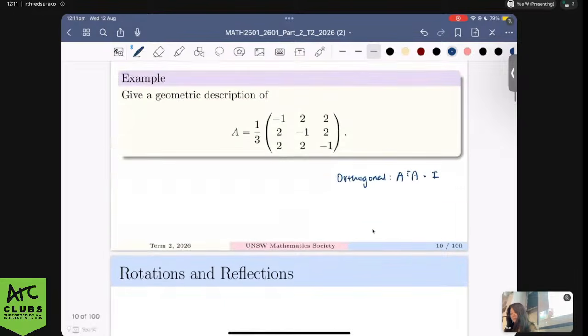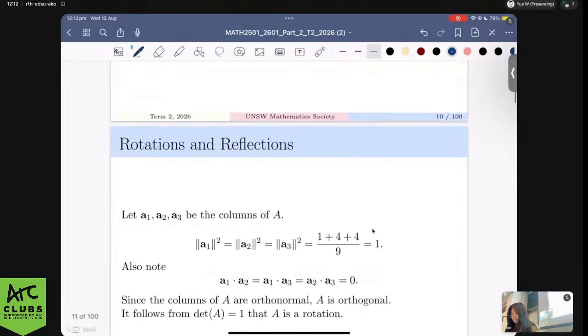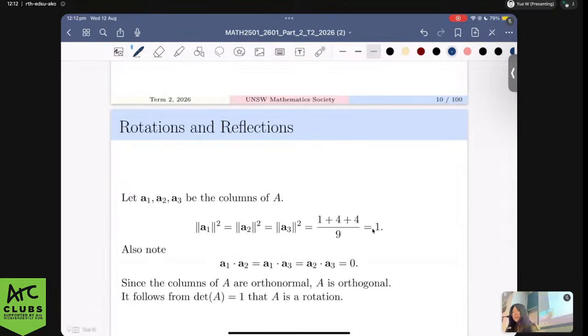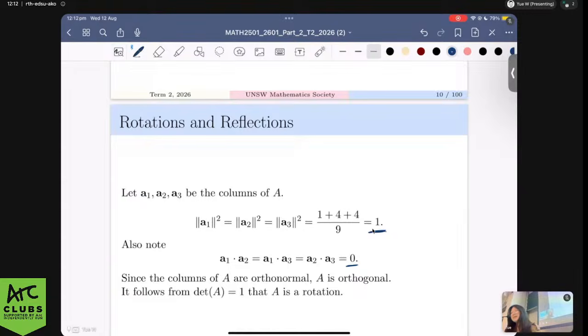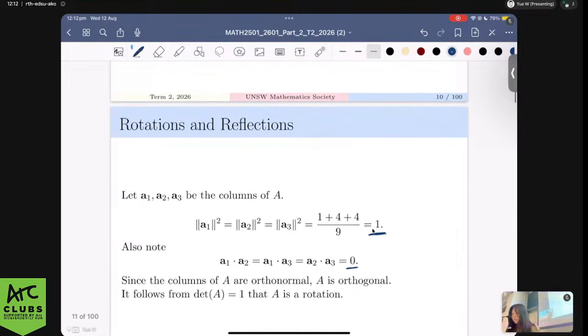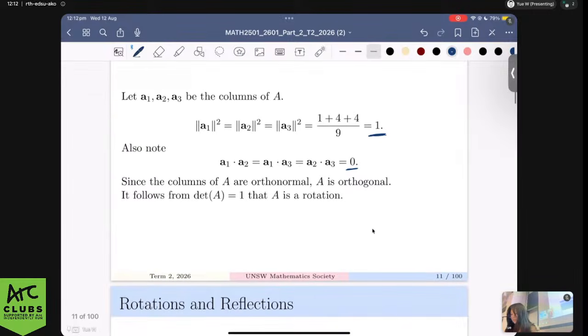If you have A1, A2, A3, which are just the columns of the matrix, you can check that the magnitude of each of those vectors is equal to 1. And also note that the respective dot products between each column would be equal to 0. Because it's equal to 0, this implies that they are orthogonal to each other. Because each column vector has magnitude 1, and they are orthogonal to each other, you can say that the columns of A are orthonormal, so therefore A is orthogonal, right?